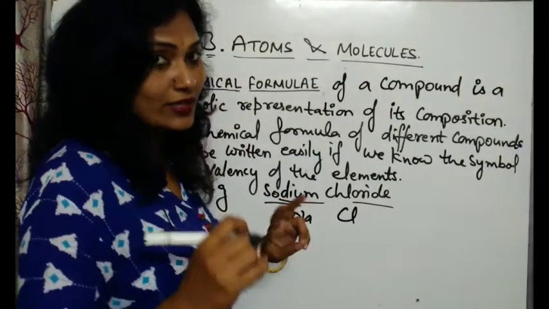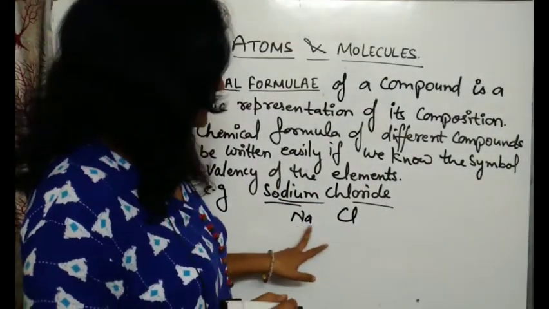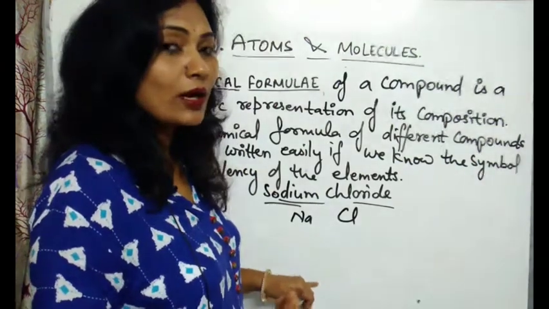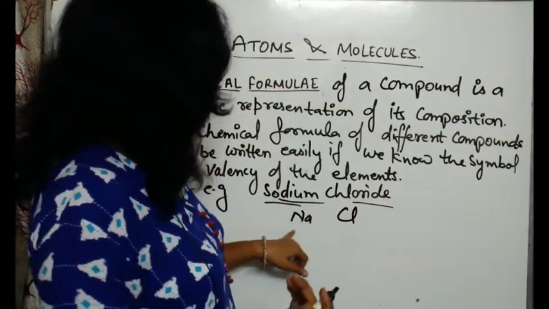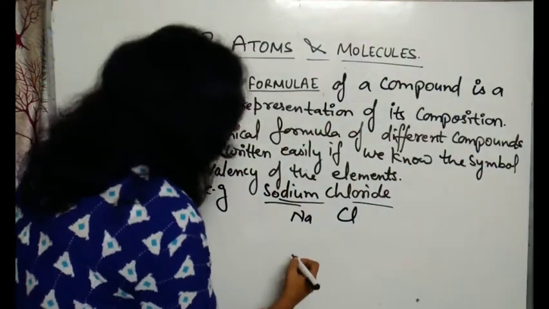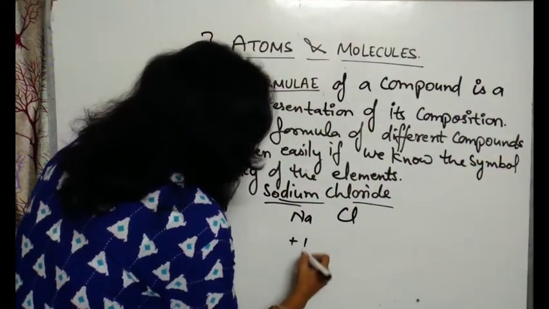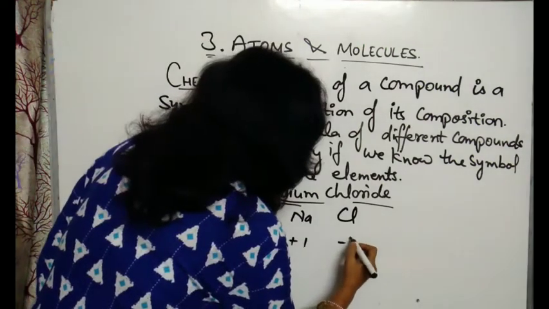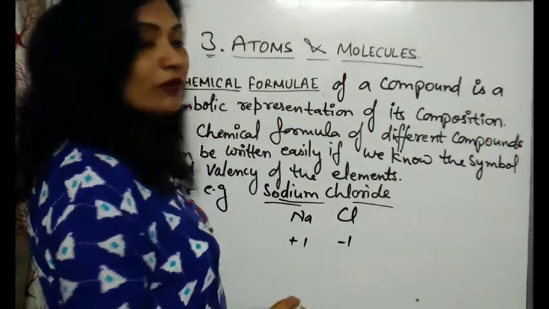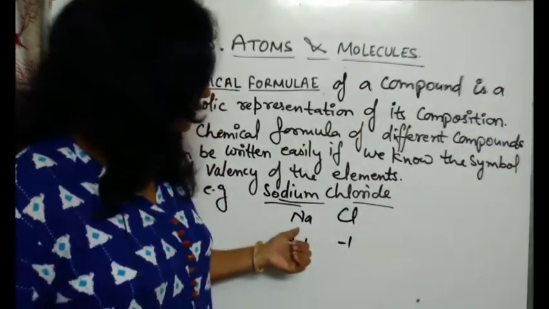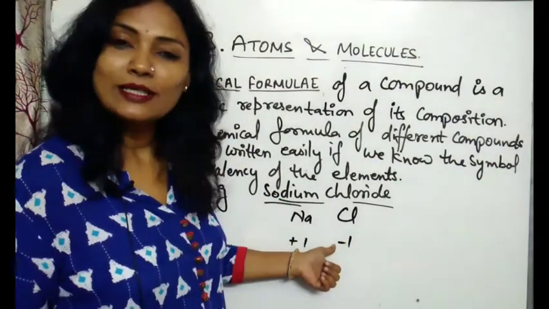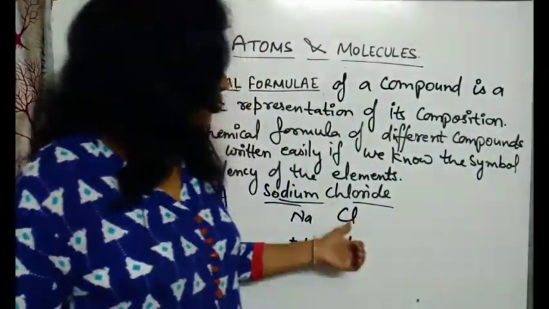Now, the first step we have done: we have written both the symbols of the elements from which we want to form the compound. Like sodium chloride we want to form, so we will write sodium and chlorine, two elements. Now write the valency here. Its valency is 1, and here it is minus 1, because sodium is a cation and chlorine is an anion. The second step is that we will write the valency of the elements at the base of the element. Both elements are present here, so we will write at the base or bottom of the element.